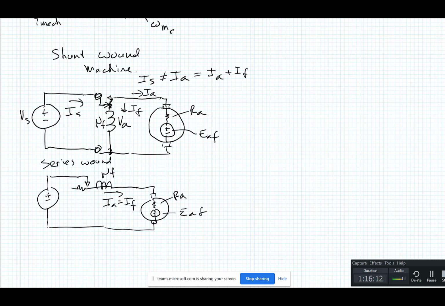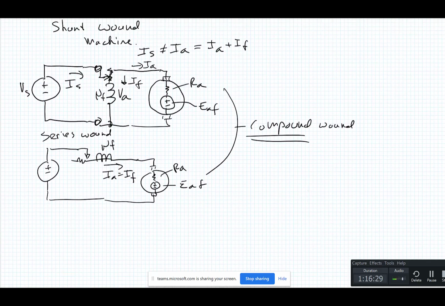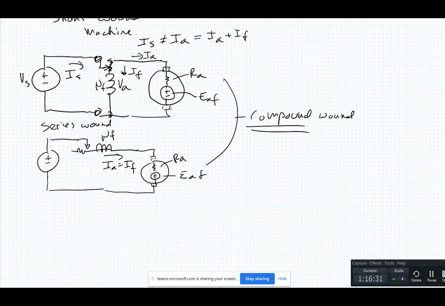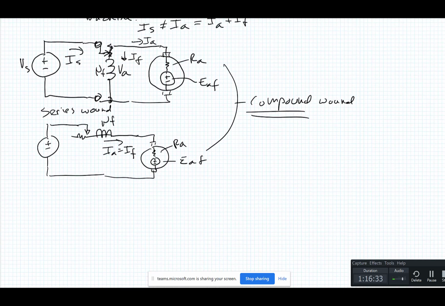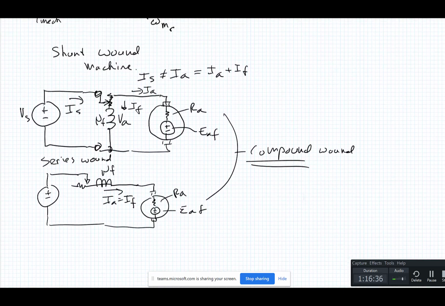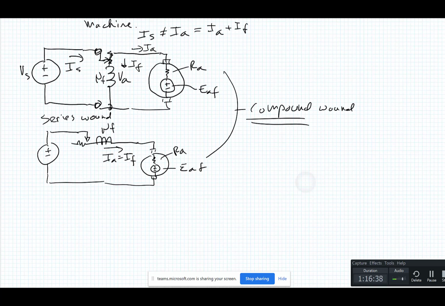And then there's the compound wound, which puts these two together. And you can get a really good speed torque curve with a compound wound machine. Often they actually have multiple parallel and series windings. I had one student who worked for Rockwell whose whole job was working on these machines because Rockwell had a bunch of them out in the field. Any questions about that?